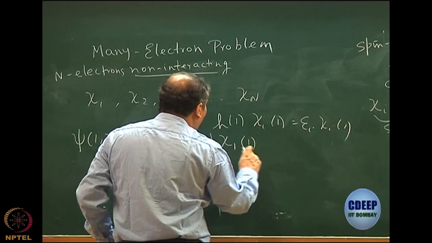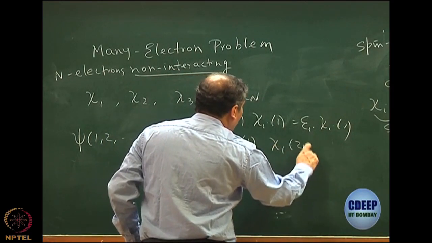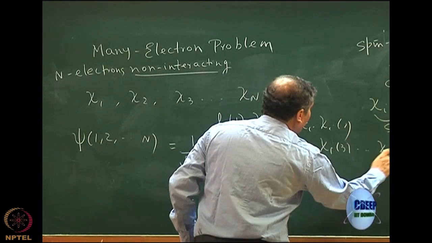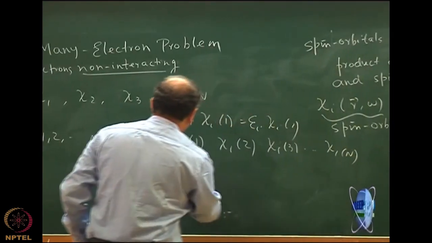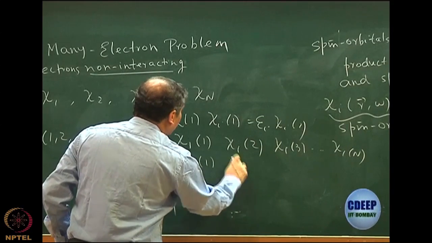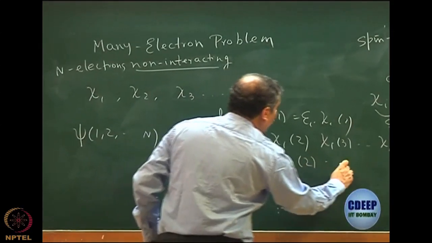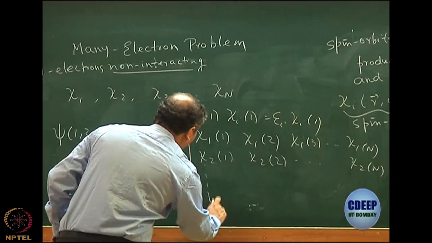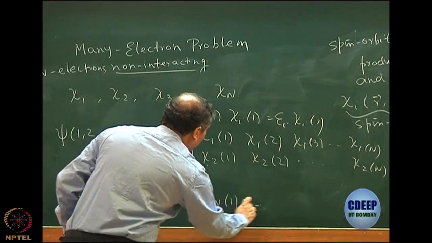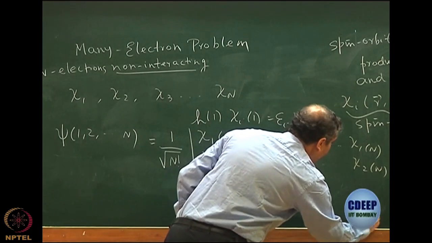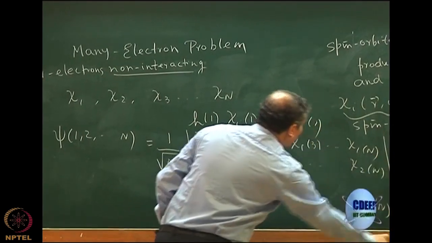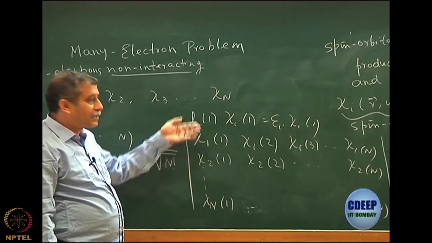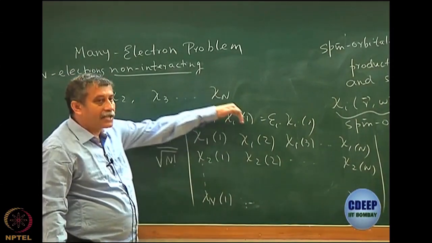The first row is chi 1 everywhere, and the coordinates will keep changing till chi 1 of n. Second row will be chi 2 of 1, chi 2 of 2, so on till chi 2 of n. And then like that, you can go up to chi n of 1, chi n of n. I hope all of you can write these very easily now. So, this has the hallmark that each row is characterized by one spin orbital, each column is characterized by coordinates.